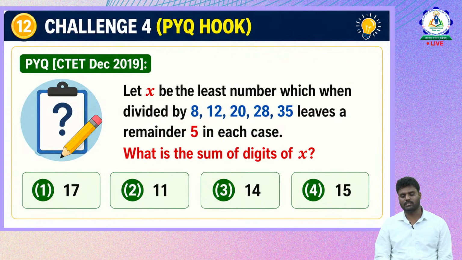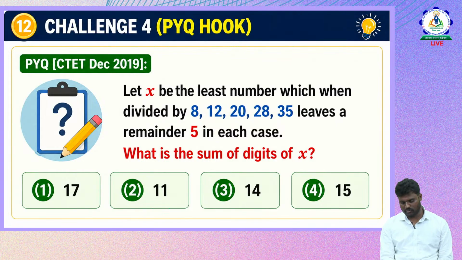What is the sum of the digits of that x, which we need to identify? So what it is trying to ask: let x be the least number. We don't know what x is; it is there in the options which we need to identify. When divided by 8, 12, 20, 28, 35, it leaves the remainder 5. So that means we will get the remainder 5.